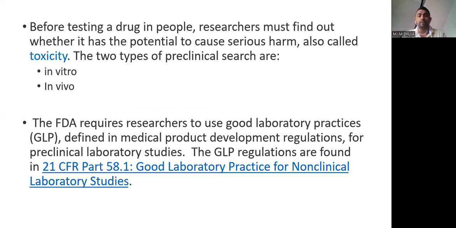Before testing a drug in people, researchers check its toxicity. There are two types of preclinical research: either you do in vitro or in vivo. To do that, there should be good laboratory practices, and there is a certain guideline that you have to follow.